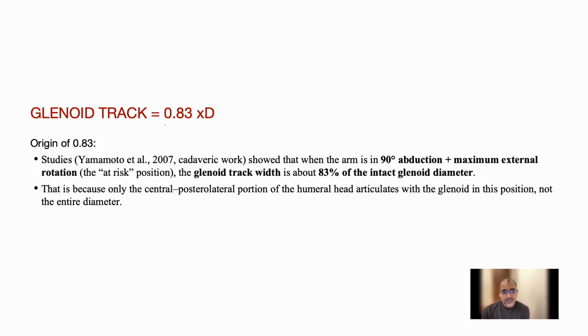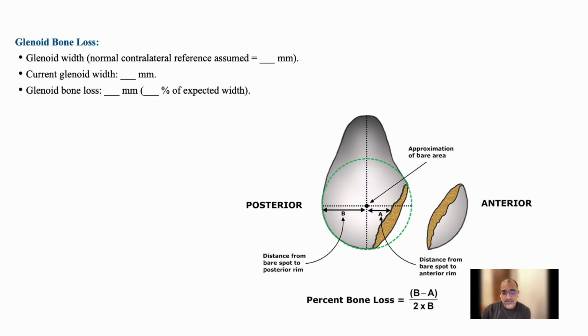So how do I get this value of 0.83? Studies have shown that at 90-degree abduction and maximum external rotation, the glenoid tract width is usually 83% of the intact glenoid diameter. So if you see, there is an intact glenoid diameter. How do I get a glenoid tract? See here, it is a best fit circle of the bony glenoid, and if I take the entire diameter, it will be 2 times B. So I multiply 2 times B by 0.83, which is a constant which we got. Then we get some value.